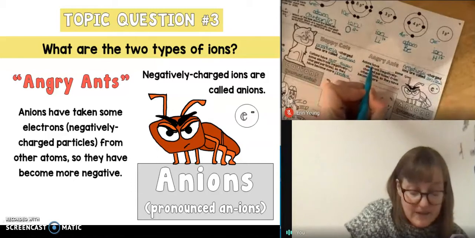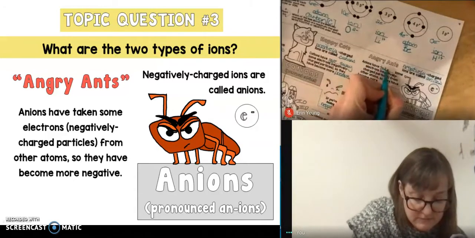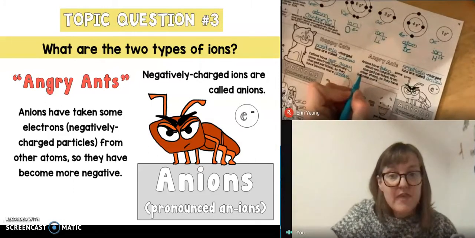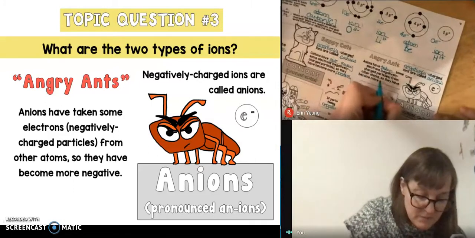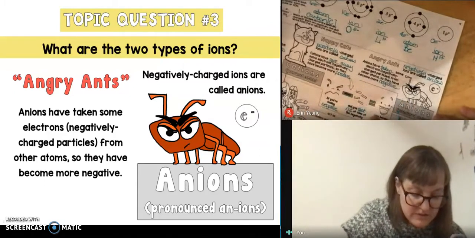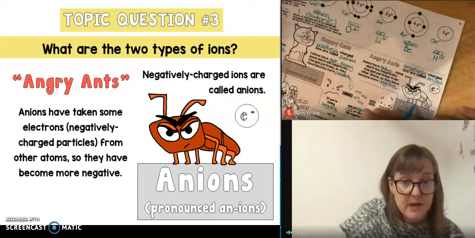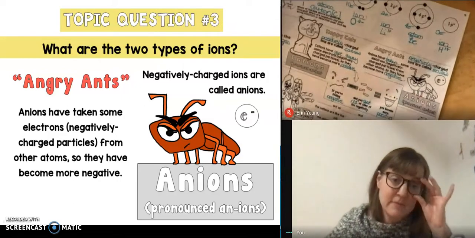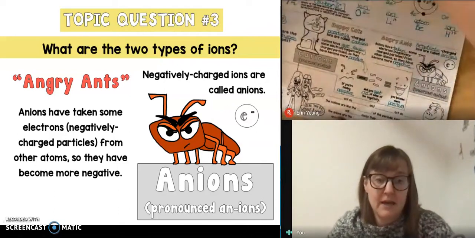And they have taken in some electrons, so some negative particles, and then they have therefore become more negative. And as you can see on his face here, he's not super happy. They've become a little bit more upset with the world. Not super happy at all.